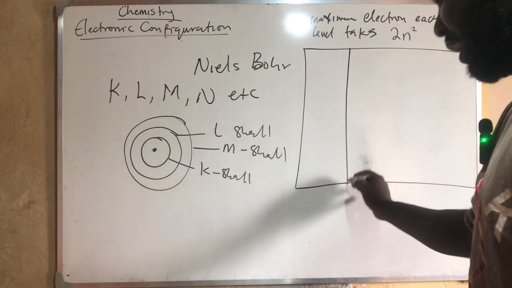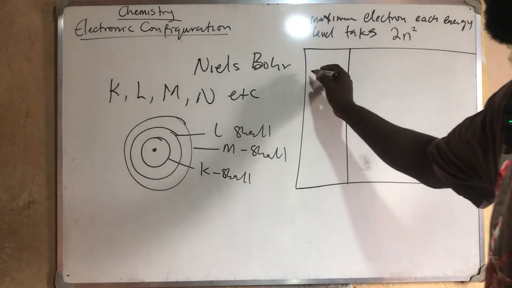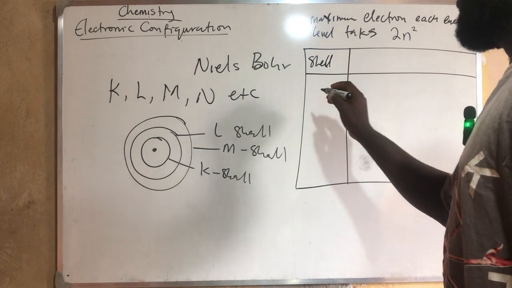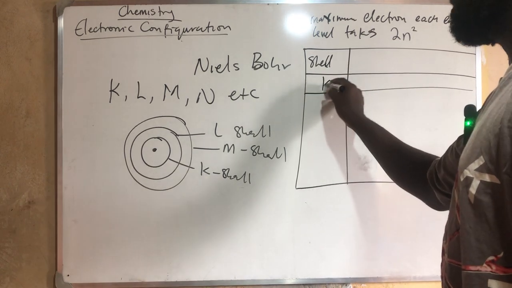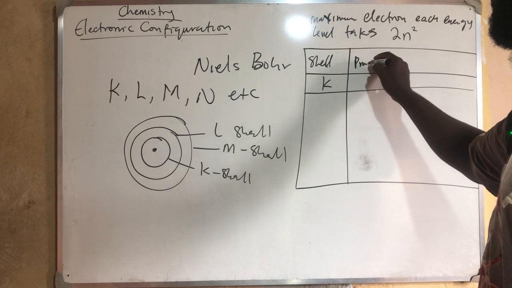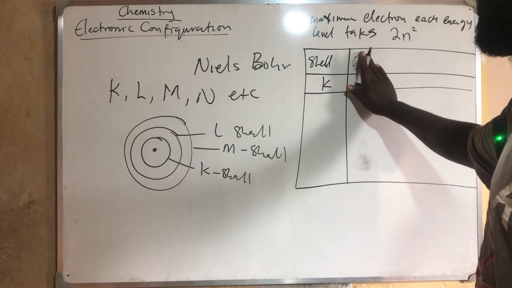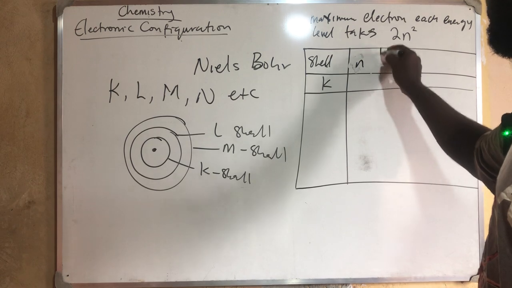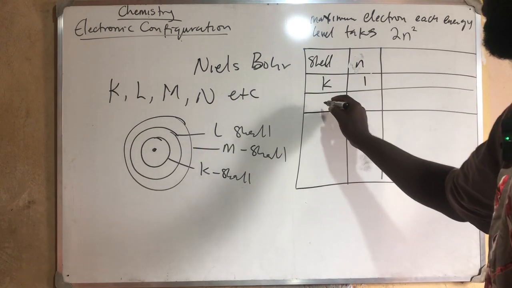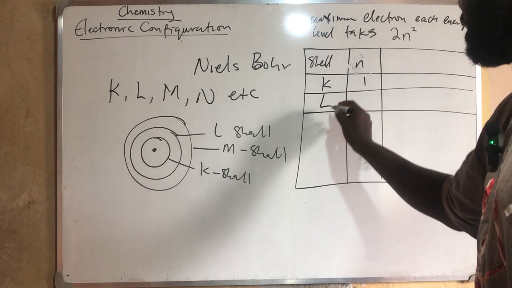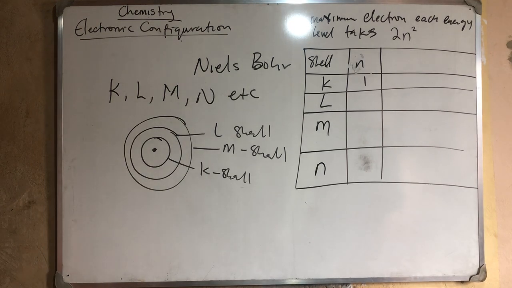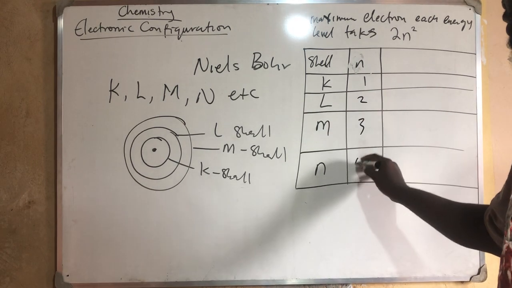According to the shells, the first one is the K shell. The principal energy level, let me call it n, for the K shell is 1, and so on. So K, L, M, N correspond to 1, 2, 3, 4.